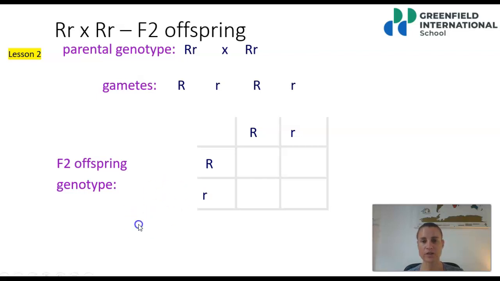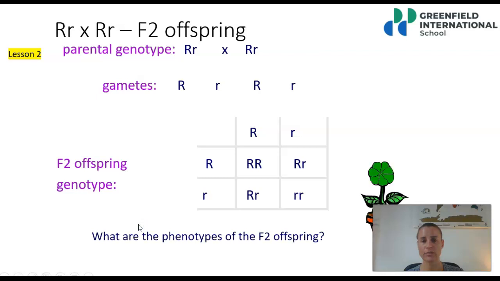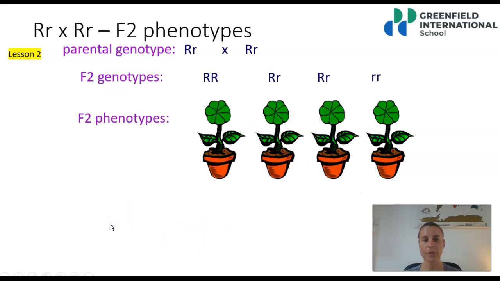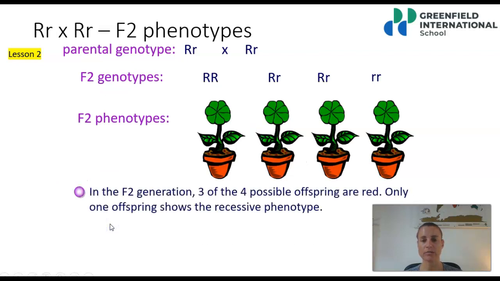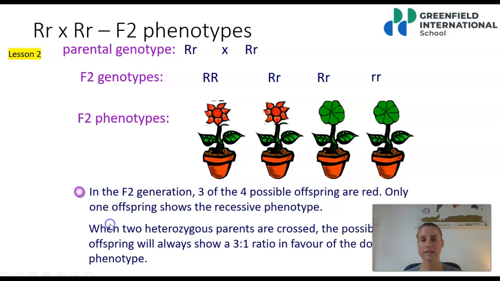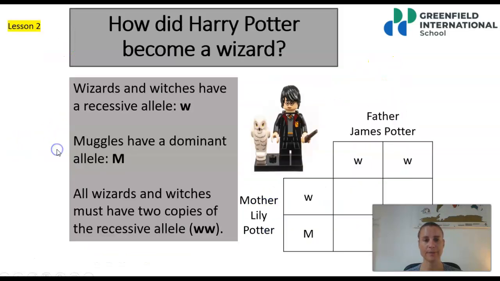Okay, hopefully you did that, and you should have got these outcomes. All right, so we have big R big R, big R small r, big R small r, and 2 small r's over here. So then what are the phenotypes? What colour are all of those offspring? We should have red, red, red, and yellow. Okay, look at the alleles here. We've got homozygous dominant here. Then we've got 2 that are heterozygous. And then we've got 1 that's homozygous recessive. Okay, and that's going to be our yellow flower.